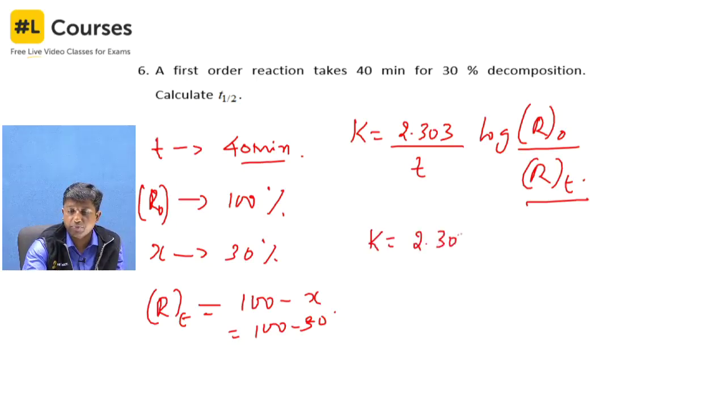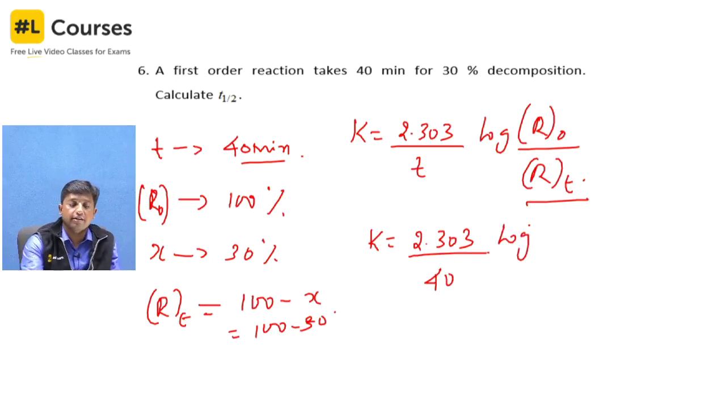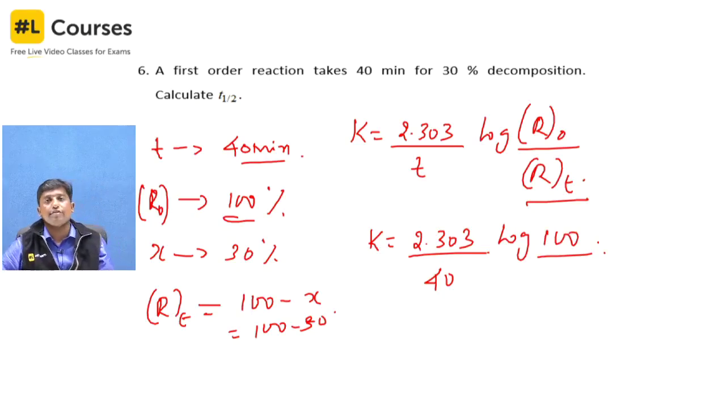k will be equal to 2.303 divided by time they have given, it is 40 minutes, into log of initial concentration of the reactant, students, it is 100%, and R t is the change in the concentration of reactant at that particular time interval. When time is 40 minutes, the concentration of reactant R is given as R t, that is 100 minus 30, that is 70.